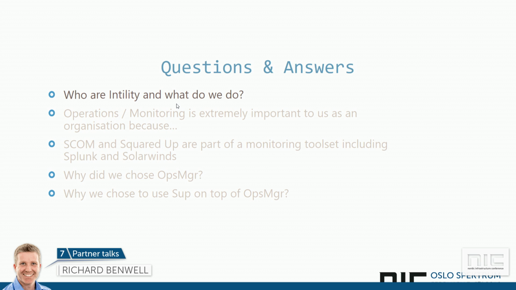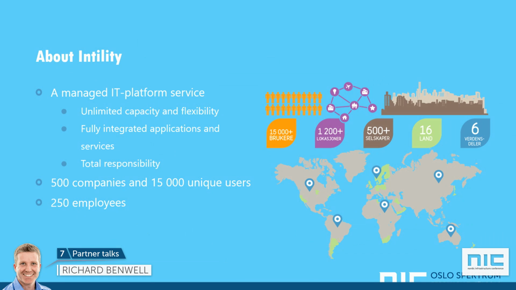Okay, I'm on. Thank you, Richard. I'm Martin Ernst. I work as a systems engineer in Intility, specializing in Operations Manager and monitoring. The first thing I'm going to do is answer a few questions. So, who are Intility and what do we do? Intility is a managed cloud service. We offer unlimited and scalable access to compute, storage, and network. We are constantly integrating with other public clouds like Salesforce, Office 365, Azure, and so on.